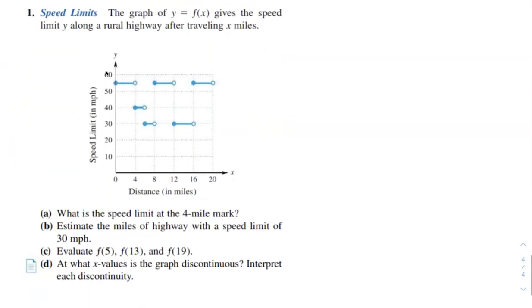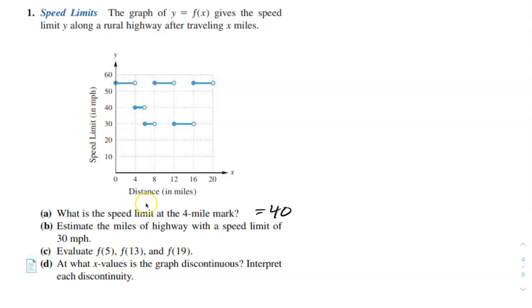Let's do a problem with the round down function. The graph of y equals f(x) gives a speed limit along a rural highway after traveling x miles. So speed limit's over here, distance in miles over here. What is the speed limit at the 4 mile mark? So here's 4 miles. We have two graphs here. Remember, the open circle is not a value, so if you have a choice, you go to the closed circle. So it's 40 miles per hour.